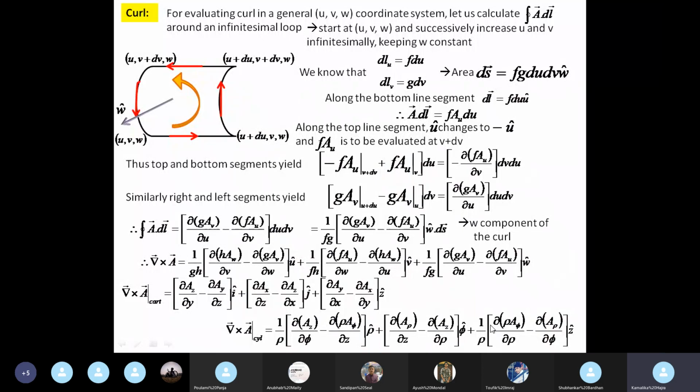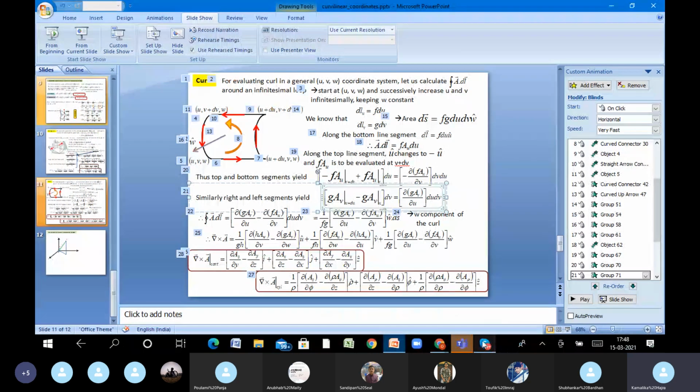Now, I had thought I would also do the spherical polar coordinate system, but I have another class at 6. So I can't do the spherical polar coordinate system today. What I'll do is, just a second.